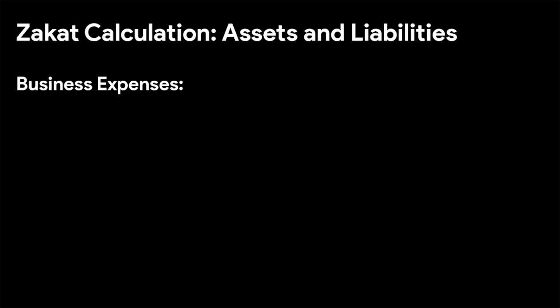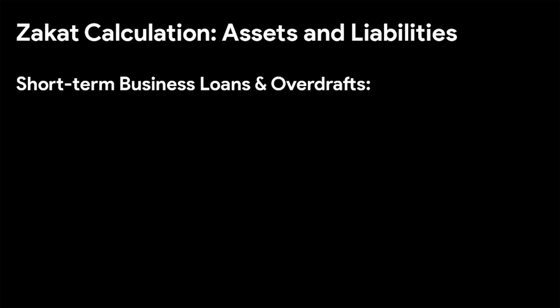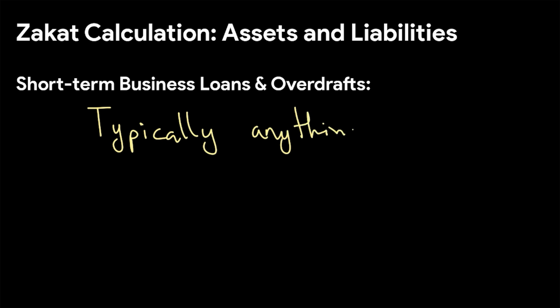And the final category, the final liability that you can deduct when calculating zakat is a short-term business loan or an overdraft. So any short-term business loans or overdraft amounts that must be repaid soon. So typically, anything that must be repaid within a year.